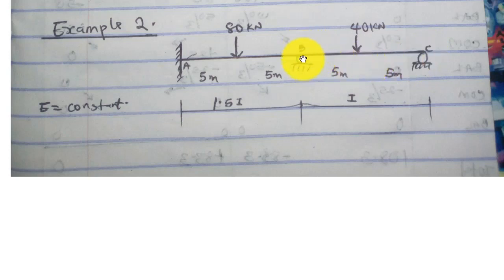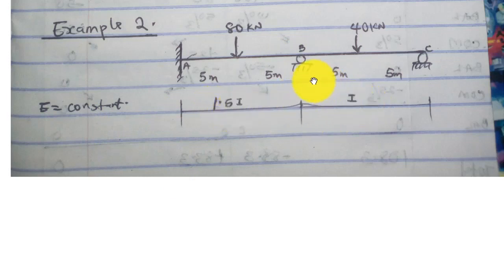So here, you'll be treating it as fixed because it is continuous. If you want to carry over a moment from this point to point A, it will be half, because this point is fixed. If you want to carry over a moment from B to C, it will be zero, because you don't carry moment to a roller or pin. You understand? But the problem here is that E is constant, I is not constant. So you have to be careful. For this span AB, the I is 1.5I.